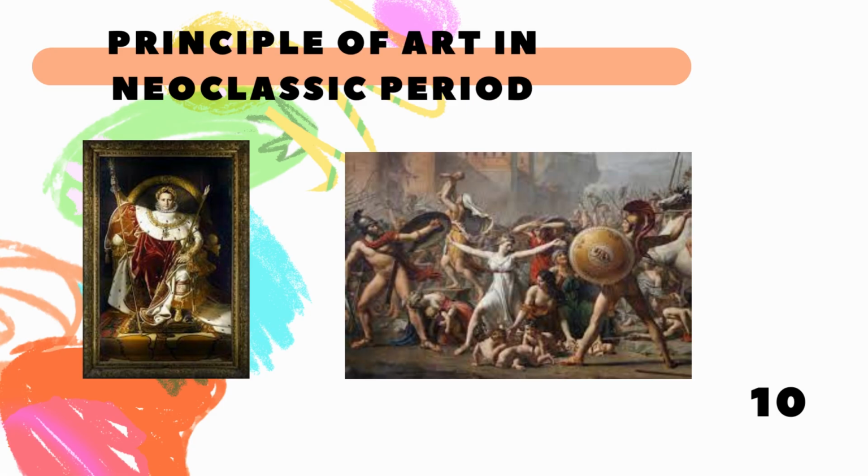So here are the examples of artwork in Neoclassic period. And at this point, let's discuss what principles may be in this artwork. First is the Napoleon on the imperial throne. What principles can you see? Is there balance in the picture? If there's a balance, what kind of balance can you see?